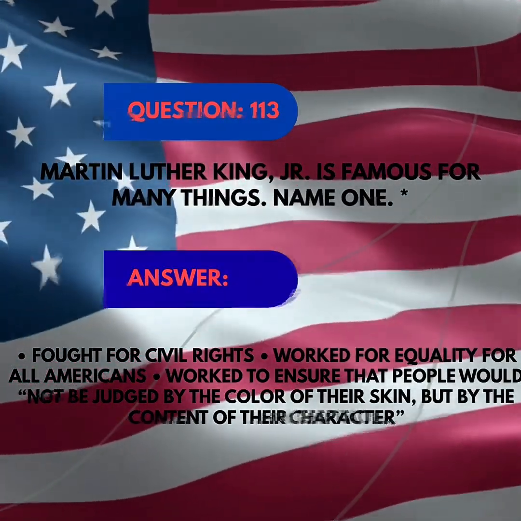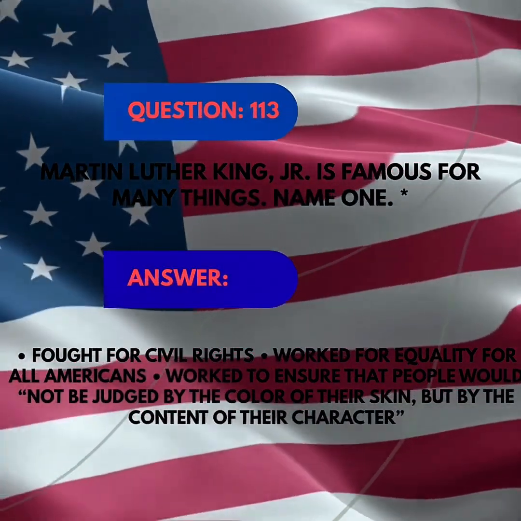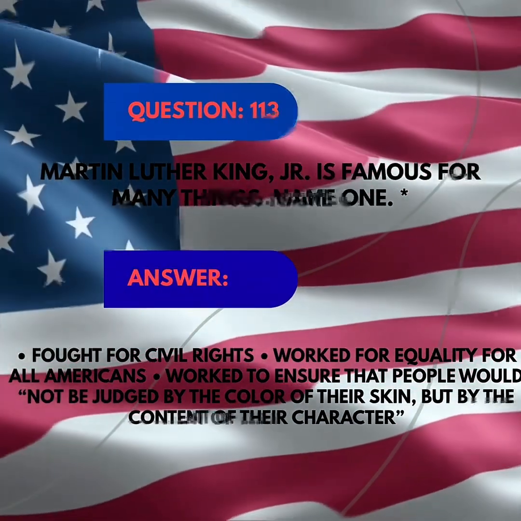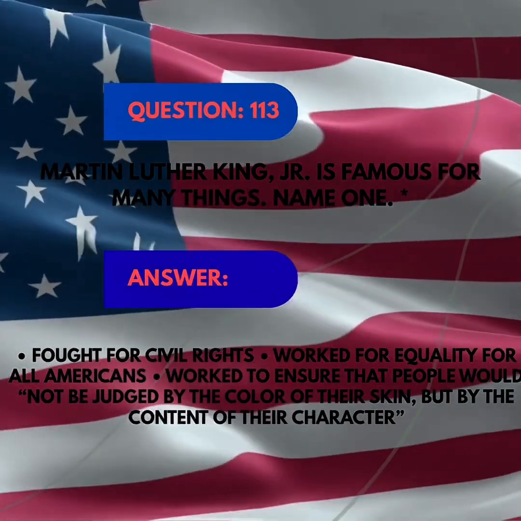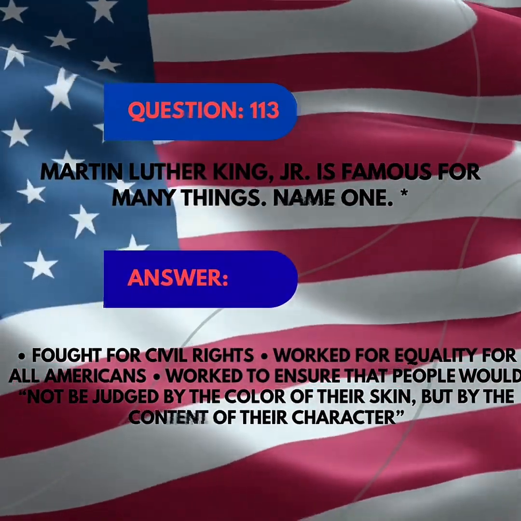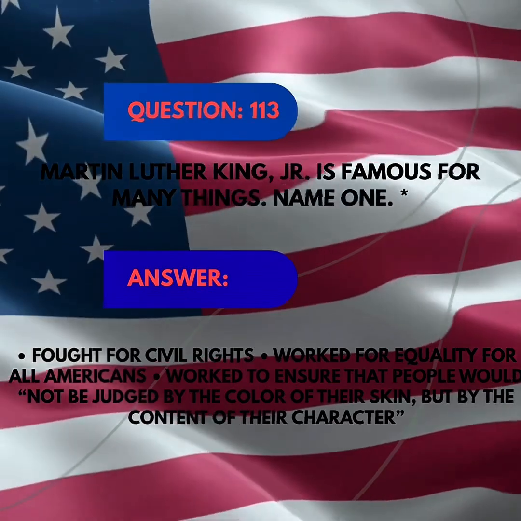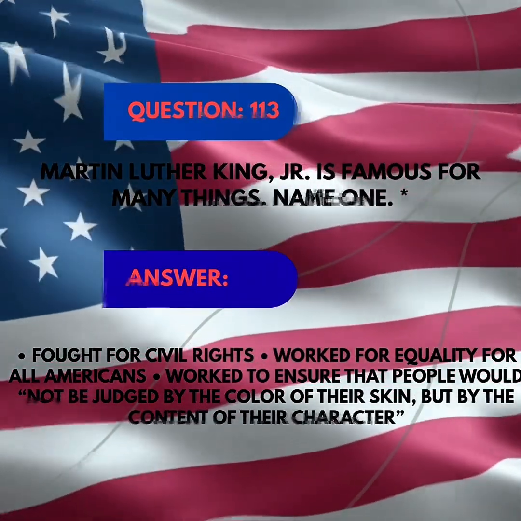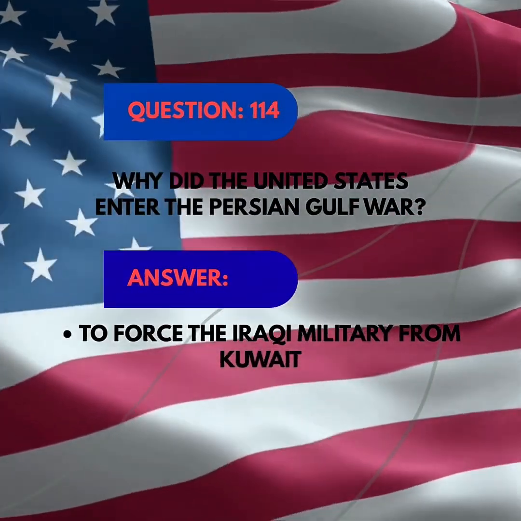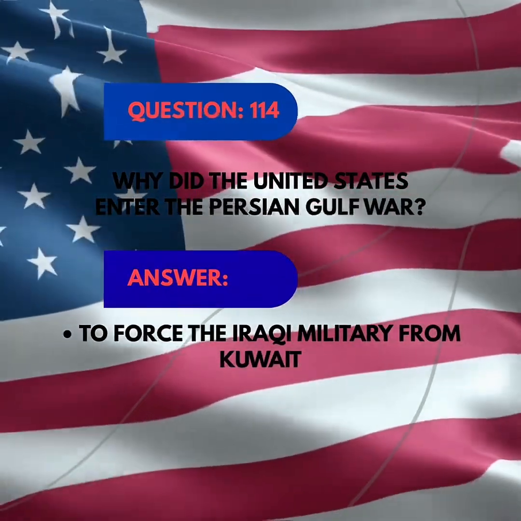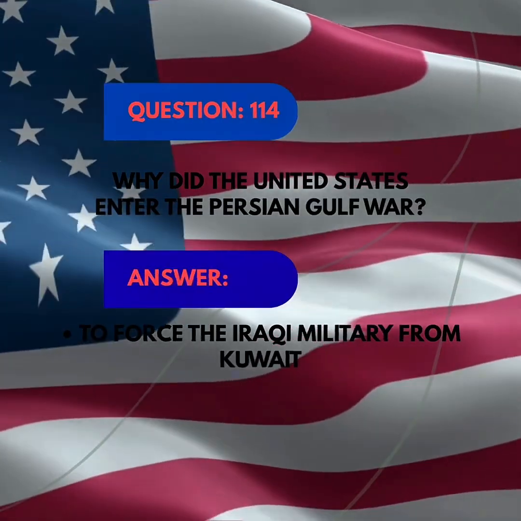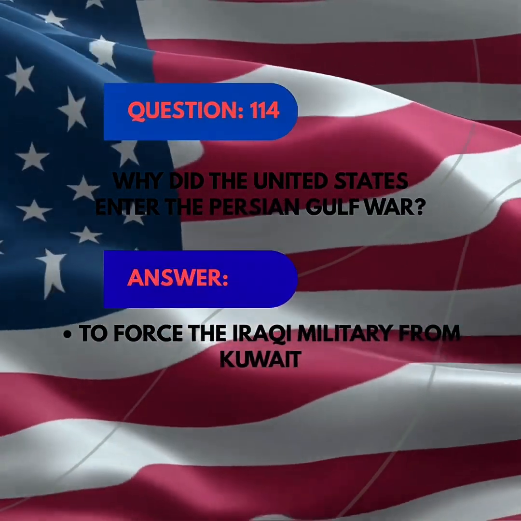Question 113. Martin Luther King, Jr., is famous for many things. Name one. Answer: He fought for civil rights and worked for equality for all Americans. He is known for saying that people should be judged by the content of their character, not the color of their skin. Question 114. Why did the United States enter the Persian Gulf War? Answer: To force the Iraqi military out of Kuwait.